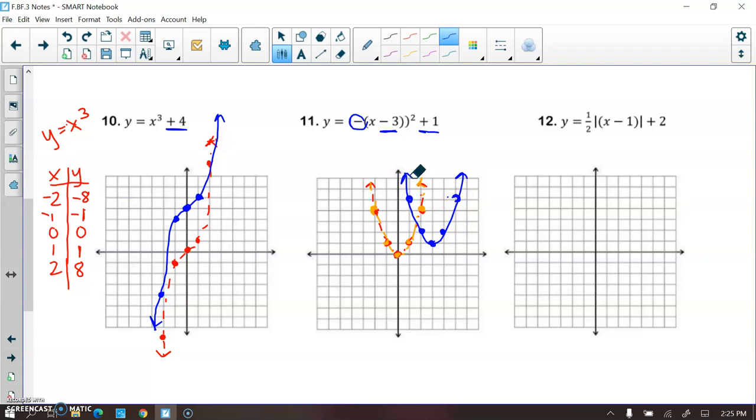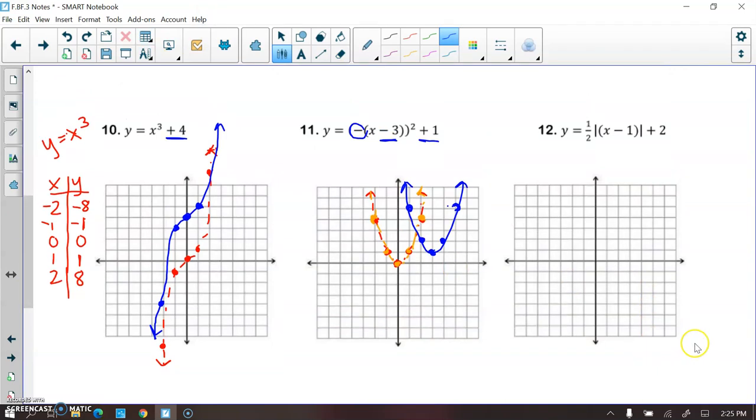All right, and then we have one more to do, and that's another absolute value one. So again, if you know the parent function of an absolute value graph, it's going to be pretty simple to go based off the parent function. So here, my parent function starts at 0, 0, and I have a point at 1, 1, and 2, 2. Then I have a point at negative 1, 1, and negative 2, 2. This is what your parent function looks like.